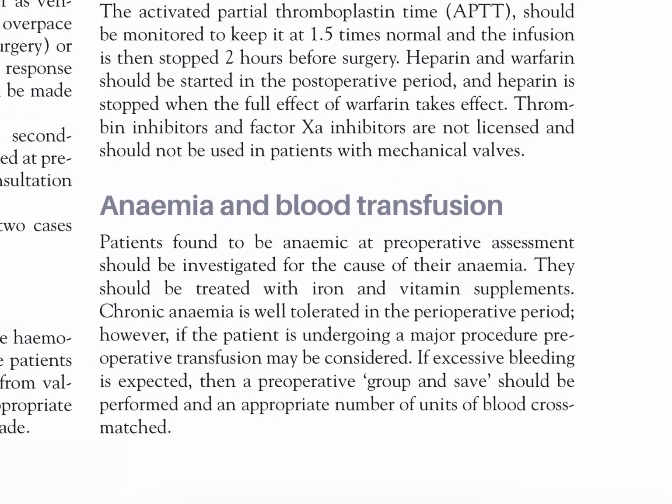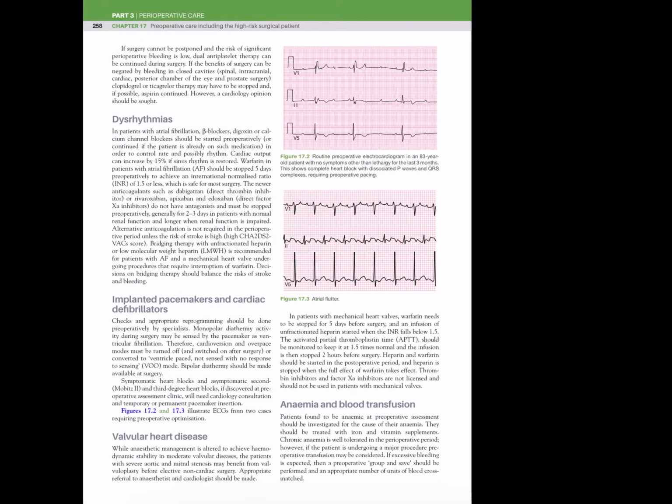Patients found to be anemic at preoperative assessment should be investigated for the cause of their anemia. They should be treated with iron and vitamin supplements. Chronic anemia is well tolerated in the perioperative period. However, if the patient is undergoing a major procedure, preoperative transfusion may be considered. If excessive bleeding is expected, then a preoperative group and save should be performed and an appropriate number of units of blood cross-matched.